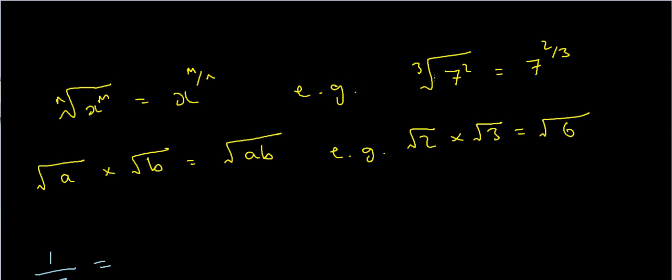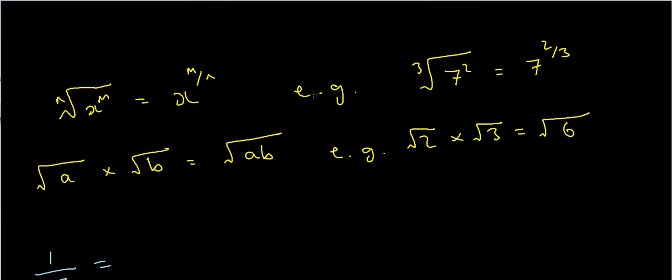So for instance, the cube root of 7 squared, so if I take 7 squared and then find the cube root of that, that means exactly the same thing as 7 to the 2 over 3. Also, the square root of a times the square root of b is equal to the square root of ab. So in other words, the square root of 2 times the square root of 3 is the square root of 6. And we're going to use these rules when it comes to simplifying or rationalizing the denominators of fractions.